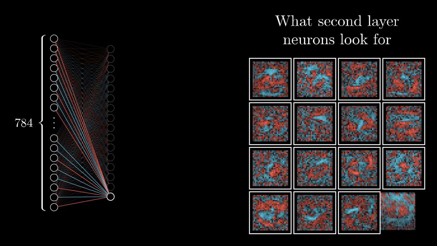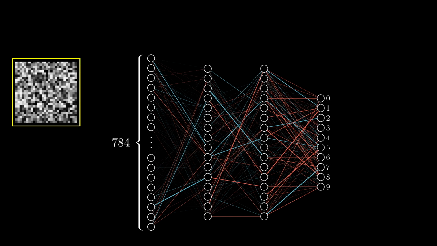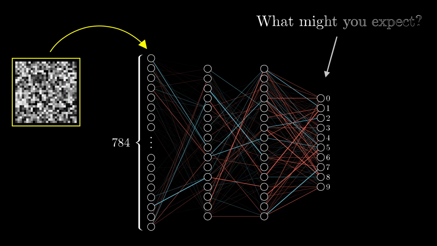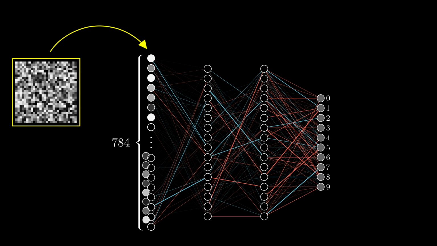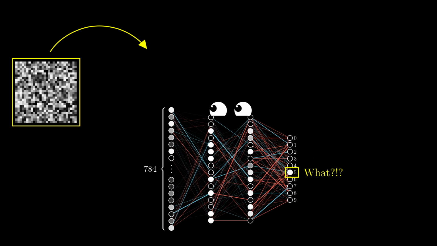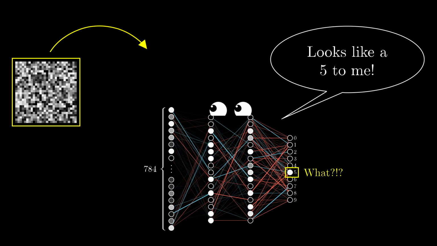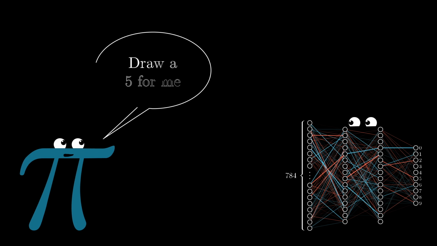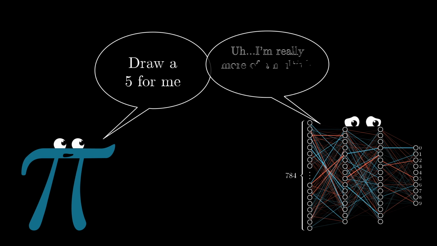And to really drive this point home, watch what happens when you input a random image. If the system was smart, you might expect it to either feel uncertain, maybe not really activating any of those 10 output neurons or activating them all evenly. But instead, it confidently gives you some nonsense answer, as if it feels as sure that this random noise is a 5 as it does that an actual image of a 5 is a 5. Phrased differently, even if this network can recognize digits pretty well, it has no idea how to draw them.